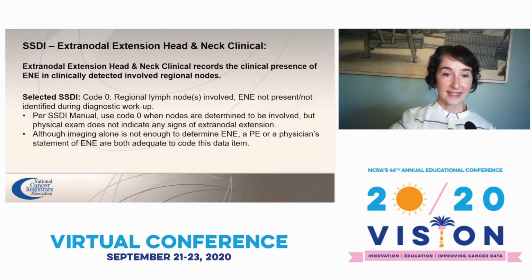So the selected SSDI code is 0, regional lymph node involved, ENE not present, not identified during diagnostic workup. Per the SSDI manual, code 0 should be used when nodes are involved, but the physical exam does not indicate signs of extranodal extension. A physical exam or a physician's statement of ENE are both adequate to code this SSDI.